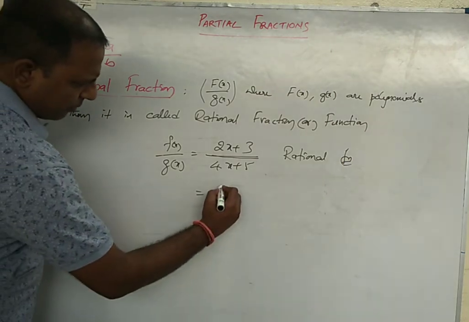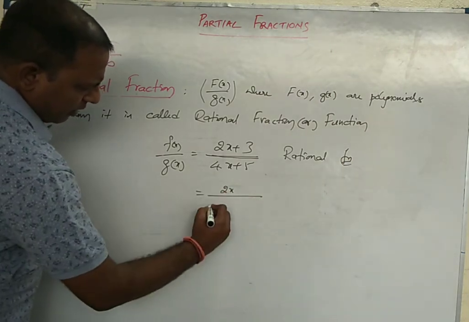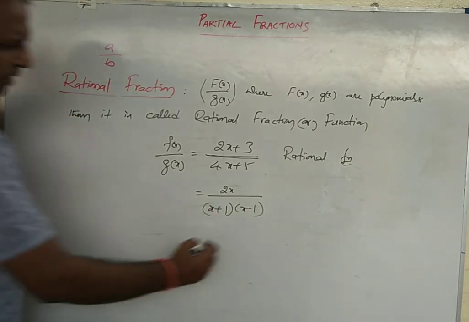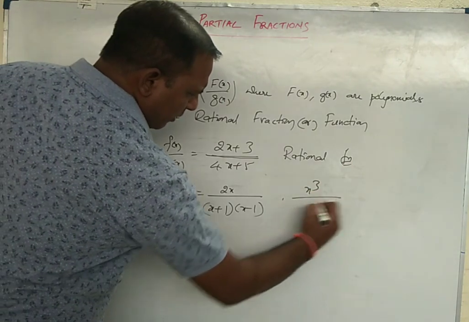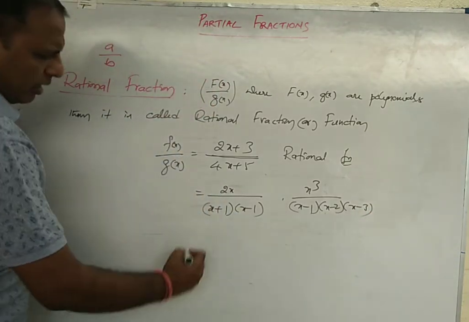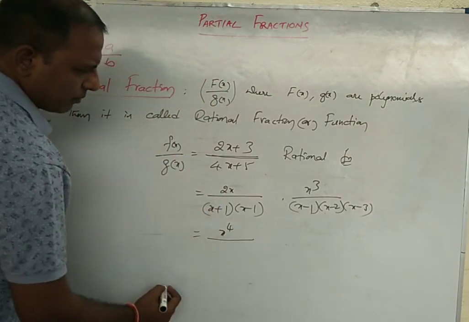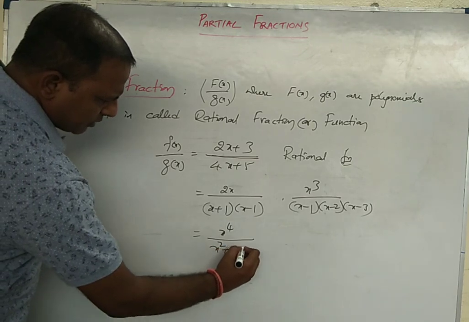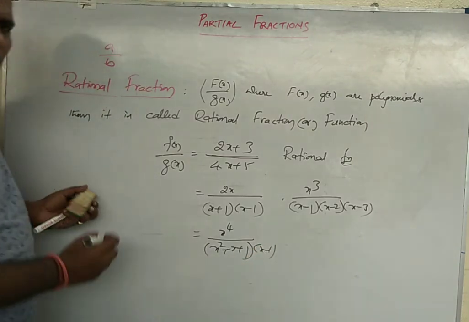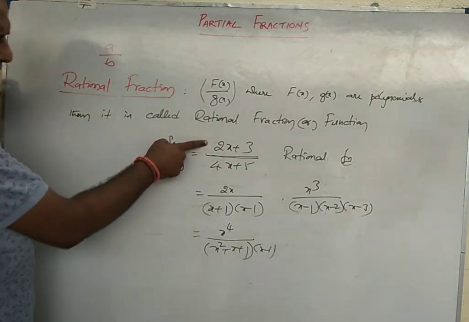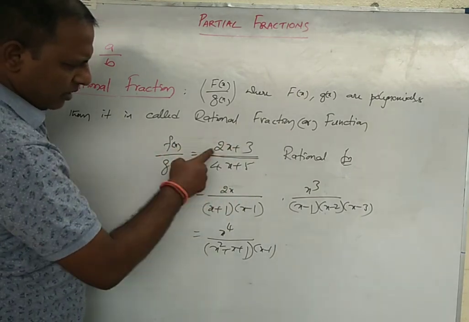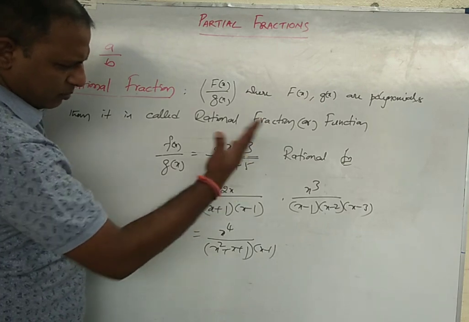Another example is 2x by x plus 1 into x minus 1. Another example, x cubed by x minus 1 into x minus 2 into x minus 3. Another example, x power 4 by x square plus x plus 1, into x minus 1 also. Look into the fractions here. Linear fraction by linear fraction. It can be further divided into 2x by 4x plus 5 plus 3 by 4x plus 5.